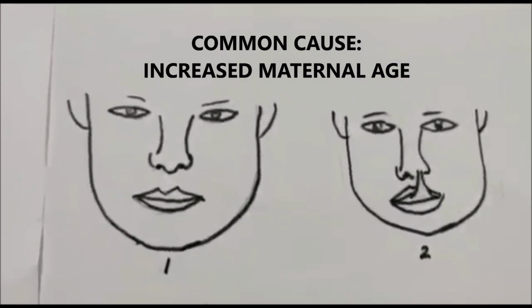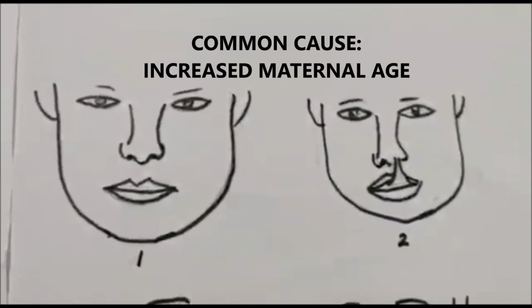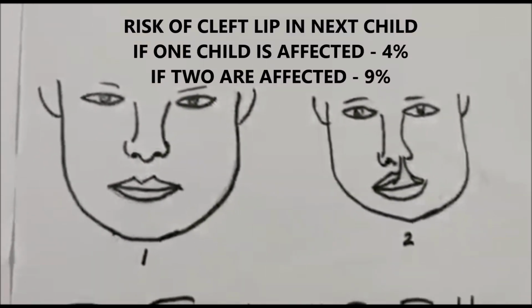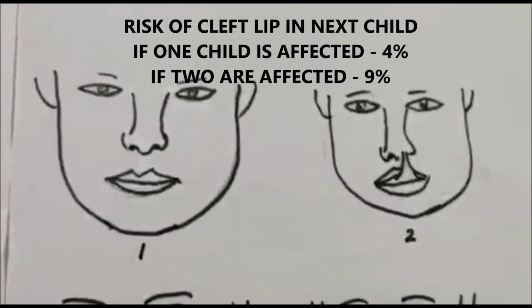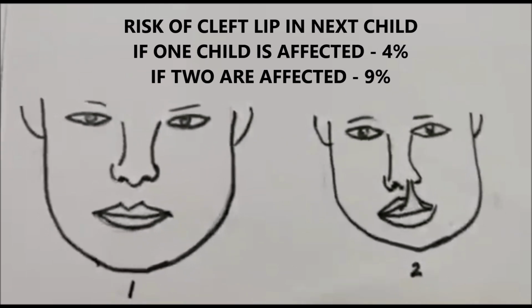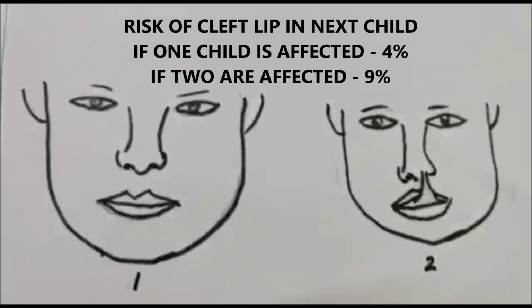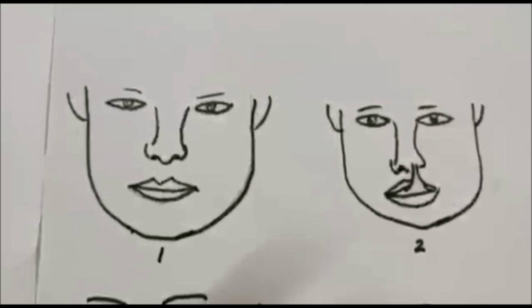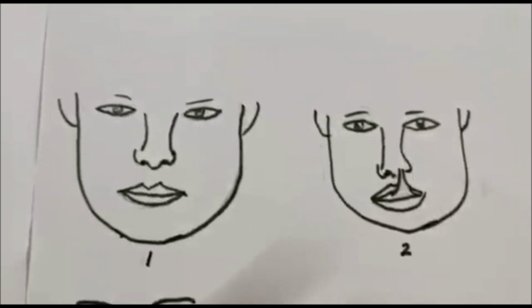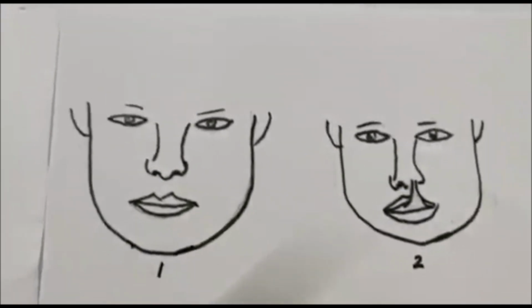Increased maternal age is one of the common causes for cleft lip, and if a couple has a child with cleft lip, there is a 4% chance of the next baby having a similar cleft lip. While if two children have cleft lip, then there is a 9% chance of the next baby having cleft lip. If a person has only a cleft lip, then it is basically a cosmetic problem and does not cause any functional problem. This has to be treated surgically.